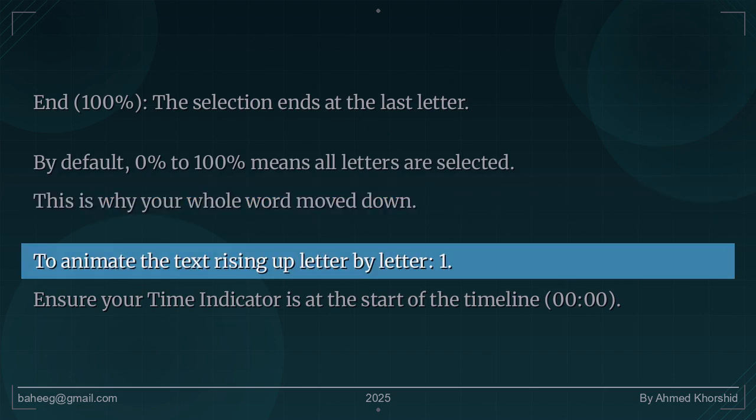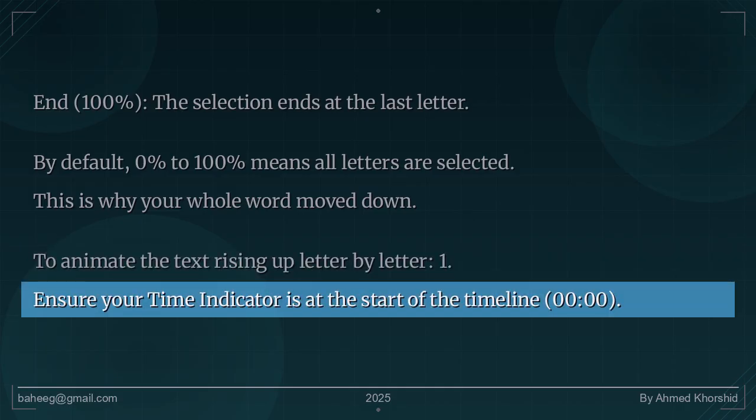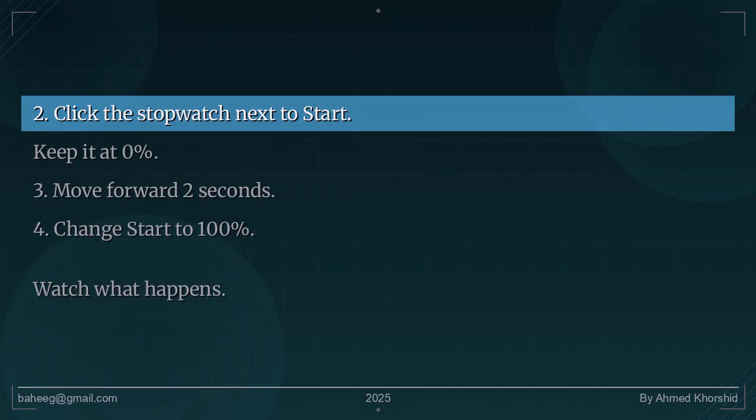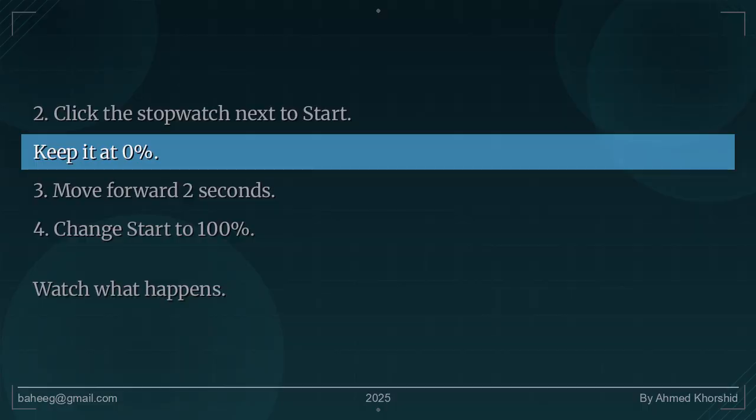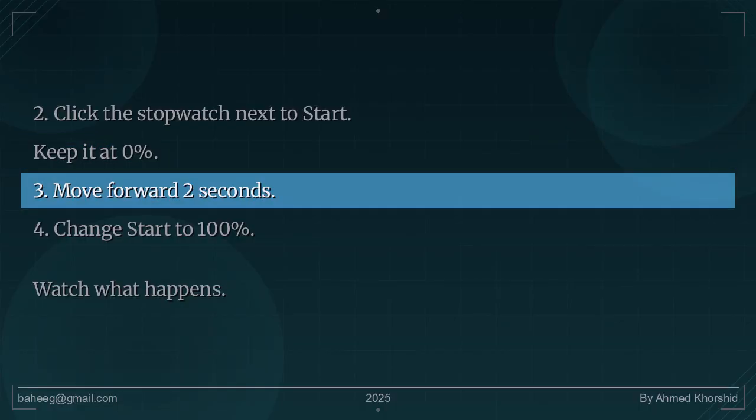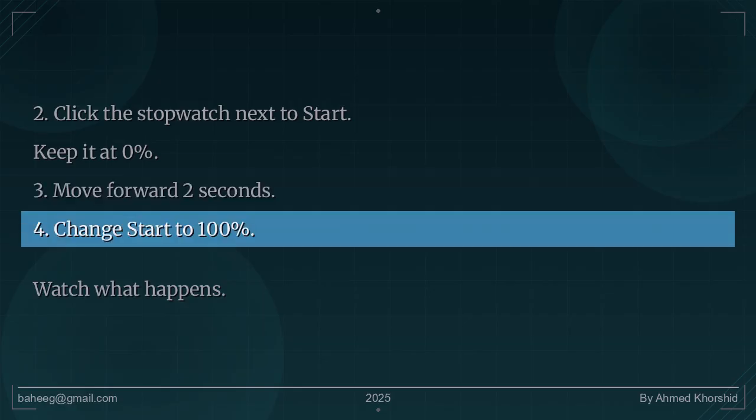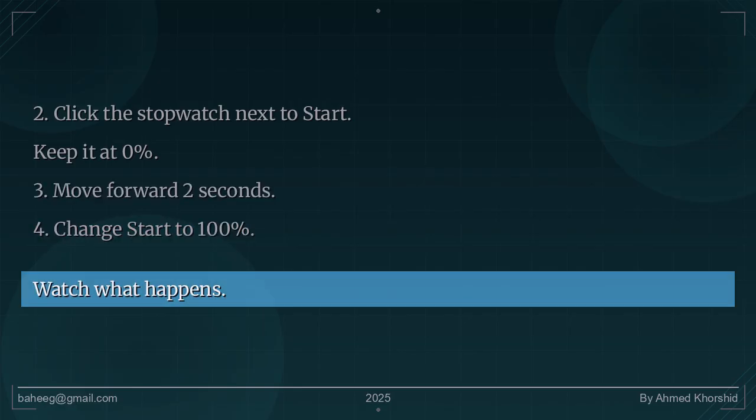To animate the text rising up letter by letter: 1. Ensure your time indicator is at the start of the timeline, midnight. 2. Click the stopwatch next to start. Keep it at 0%. 3. Move forward 2 seconds. 4. Change start to 100%. Watch what happens.